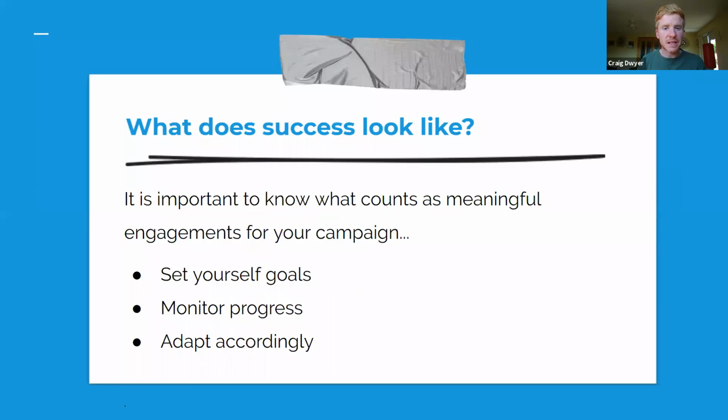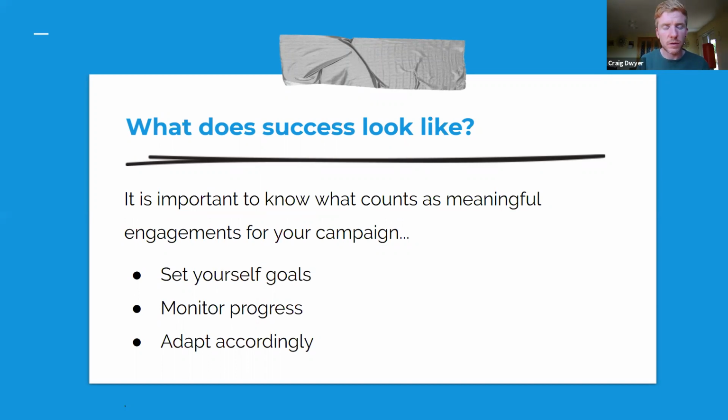And then finally, the last stage in this process as well. So what does success look like? I think it's really important that we are able to set goals and set targets that keep us on track.